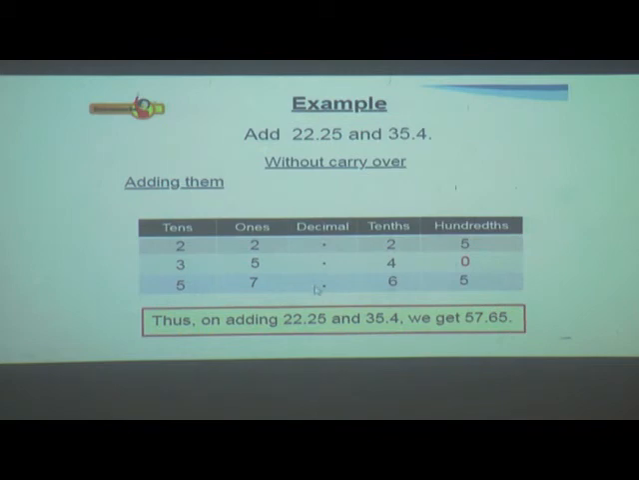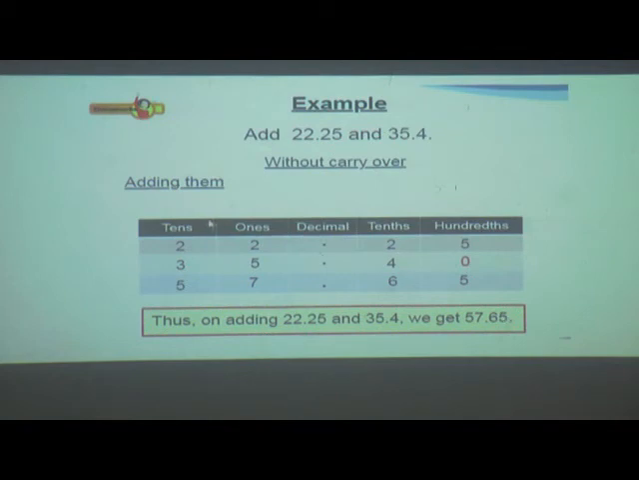Write decimal under decimal, it should be in a line form or it should be one below the other. And here 2 plus 5 is 7, so we write 7, and 2 plus 3 is 5. What you find here is nothing but the normal addition that we do with a whole number. Thus on adding these two numbers 22.25 and 35.4, we get 57.65.